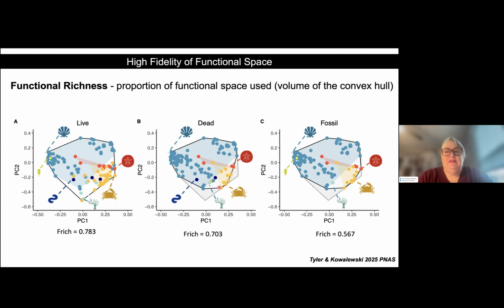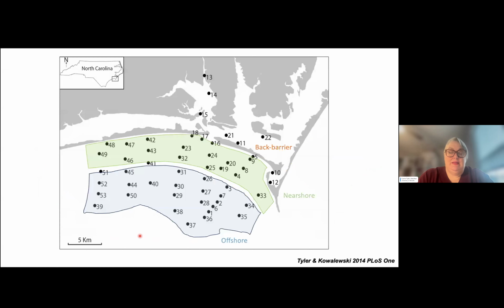And you can see that the volume of that functional space is maintained fairly well from the live to the dead and the fossil. We're really only missing this little sliver here and here of that functional space. Most of it is still there and is still recorded by the death assemblage and the fossil assemblage. So this is really robust.